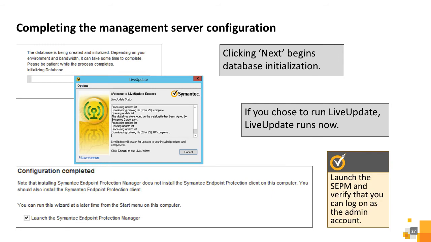Clicking the Next button begins database creation and initialization. If you choose to run Live Update during installation, Live Update runs. Live Update can take 30 minutes or more to complete. When the SEPM installation completes, start the Symantec Endpoint Protection Manager. Note that when you initially start the SEPM, if you do not have Java Runtime 2 installed, you are prompted by the Management Server Configuration Wizard to install the Java Runtime 2 from the installation media.